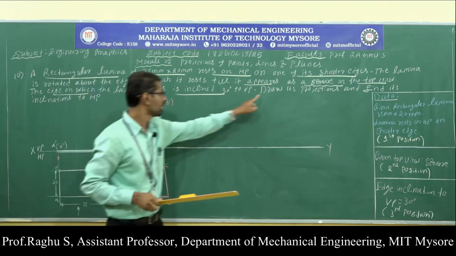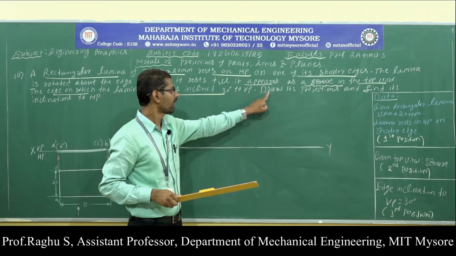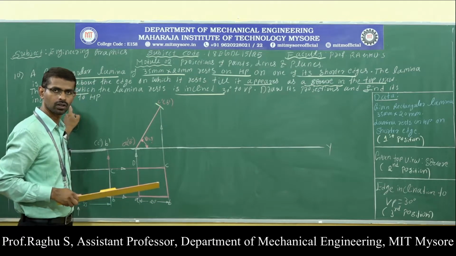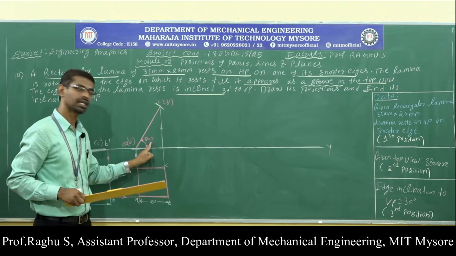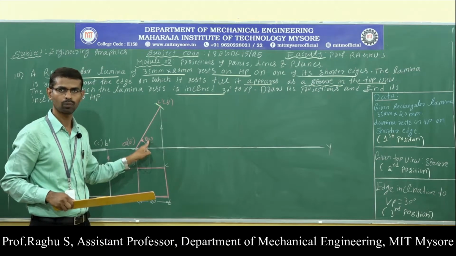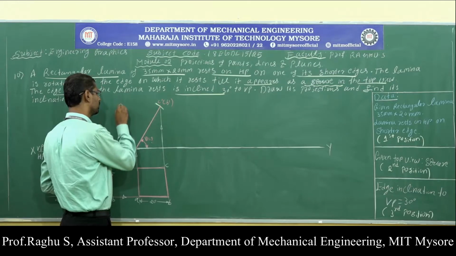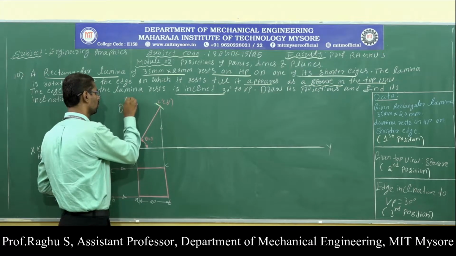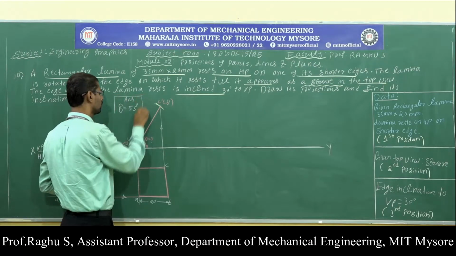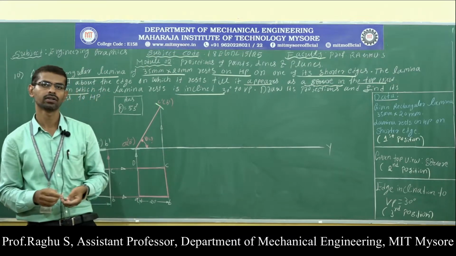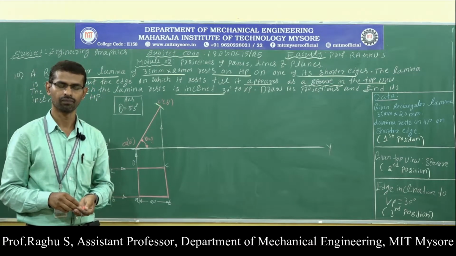So in the problem we have been asked to find its inclination to HP. So here this is the lamina inclination with respect to HP. You should measure this angle using a protractor, and the inclination theta is equal to 55 degrees. If you measure this angle using a protractor, we will get the answer 55 degrees.